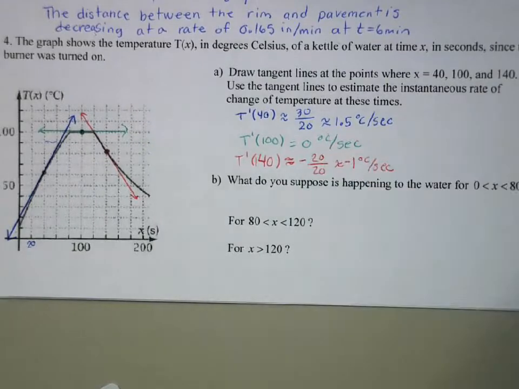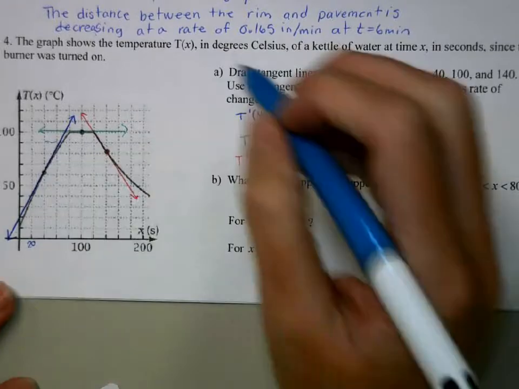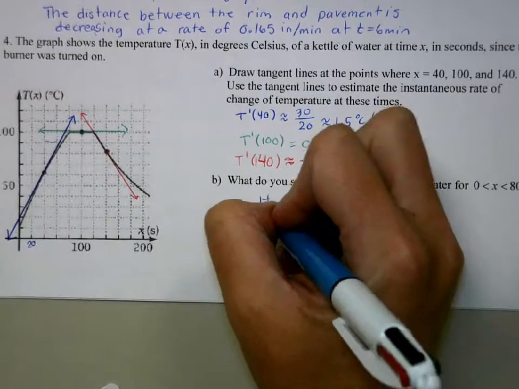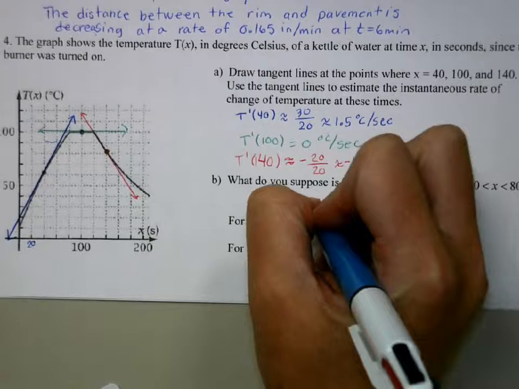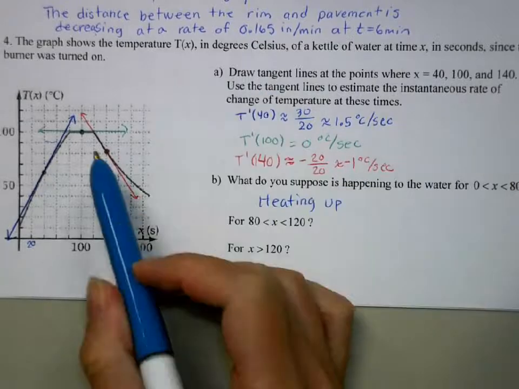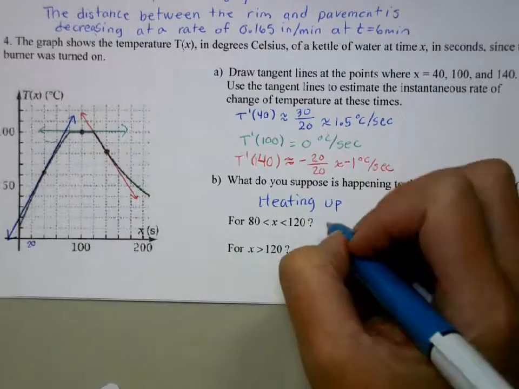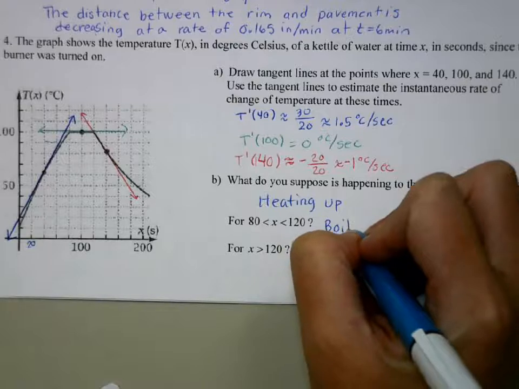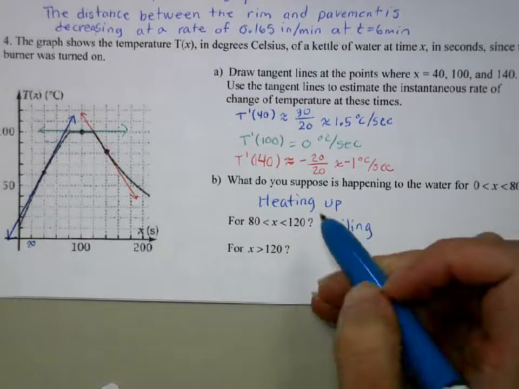We've kind of already talked about all this, but what do you suppose is happening from 0 to 80? The water's heating up. From 80 to 120, we are boiling and the temperature is not changing. And then from 120 on, it is cooling down.